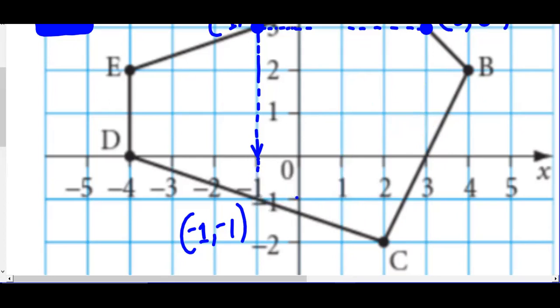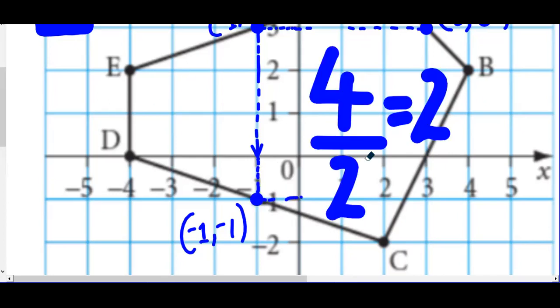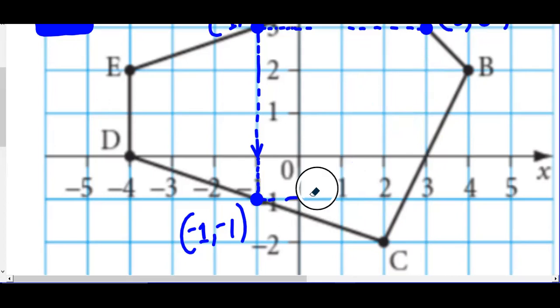So how do we do that? It's simple. From B to C, we have got 4 boxes. That means the midpoint will be located 2 boxes away from either of these two points. Let me use point B. From B to the midpoint, I'm going to count only 2 boxes: 1, 2. So there is your midpoint.